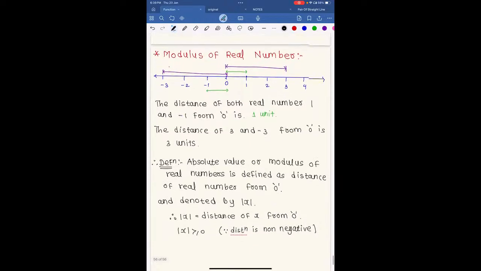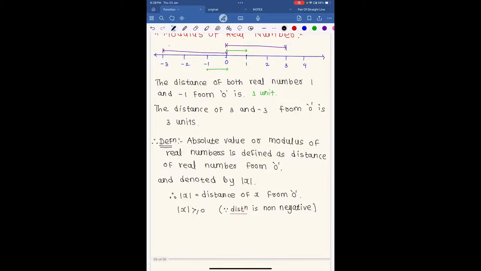Is the definition clear to everyone? Modulus of real number or absolute value of real number. The absolute value of x or modulus of x is the distance of x from 0, and it is denoted by mod of x. This symbol is called mod. So mod of x is nothing but the distance of x from 0. And we know that distance is non-negative. Therefore, mod of x is always greater than or equal to 0.